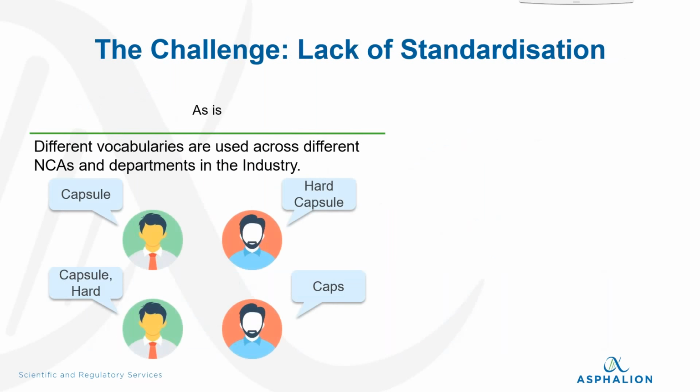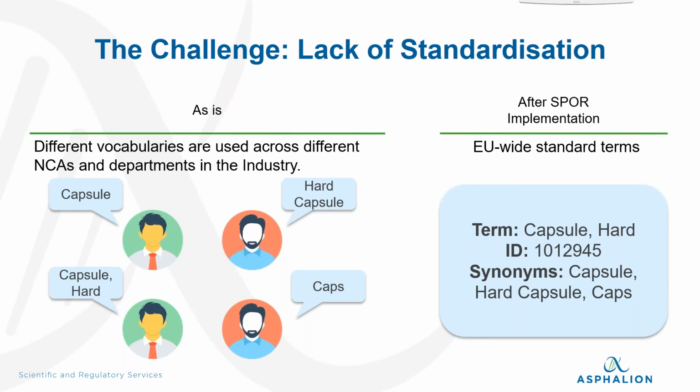What's also important is the current lack of standardization within different departments or different companies. Even with a simple example, a patient might say, I'm taking a capsule. We might say, it's not a capsule, it's a hard capsule. The dictionary might say capsule, comma, hard, and in production they just say caps. Within SPOR, there will be one term, capsule comma hard, with a unique ID, and synonyms assigned to it. So even though different departments and companies use different wording, you would have uniquely identified it with a certain code, which allows better data quality.